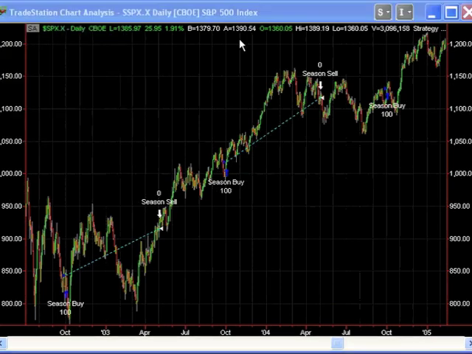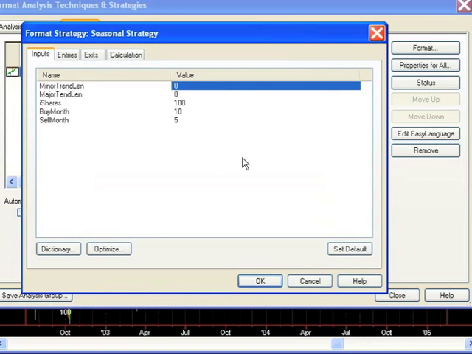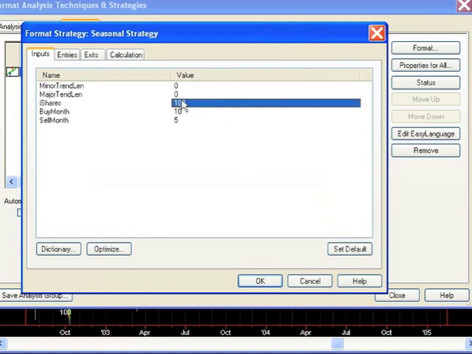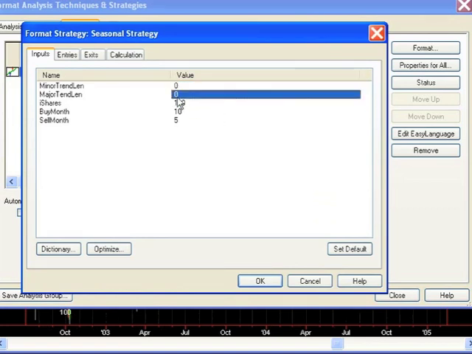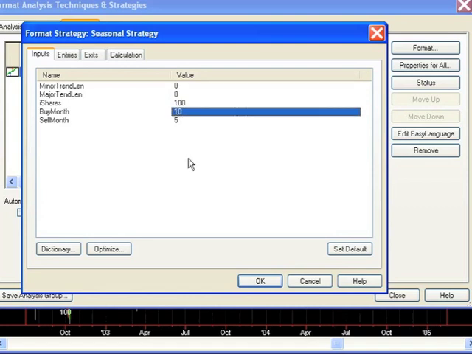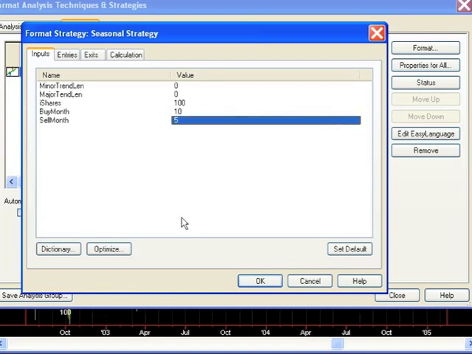Let's take a look at the strategy inputs. We'll explain these in a little bit. These are explained in the article, but what I want to look at is the buy and sell months. I optimized over these 1 through 12 and 1 through 12, and the combination that produced the best results was buying on the 10th month of the year and exiting on the 5th month of the year.